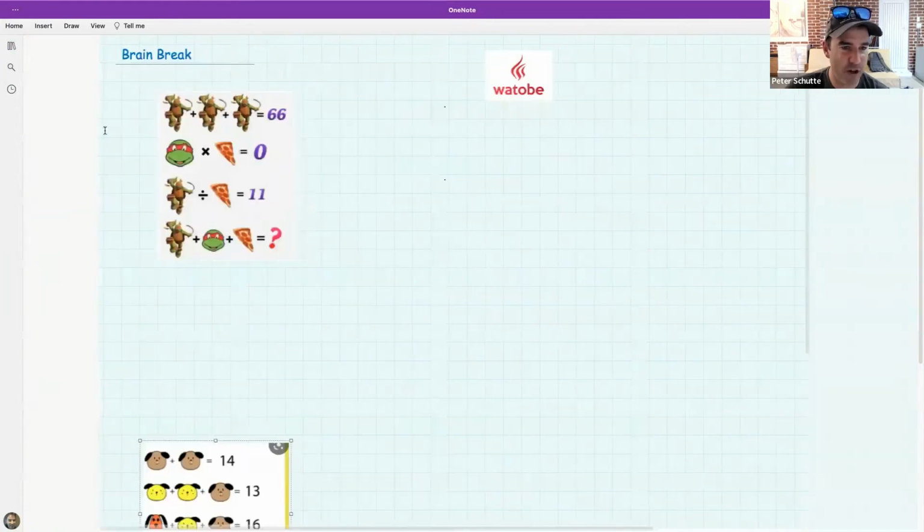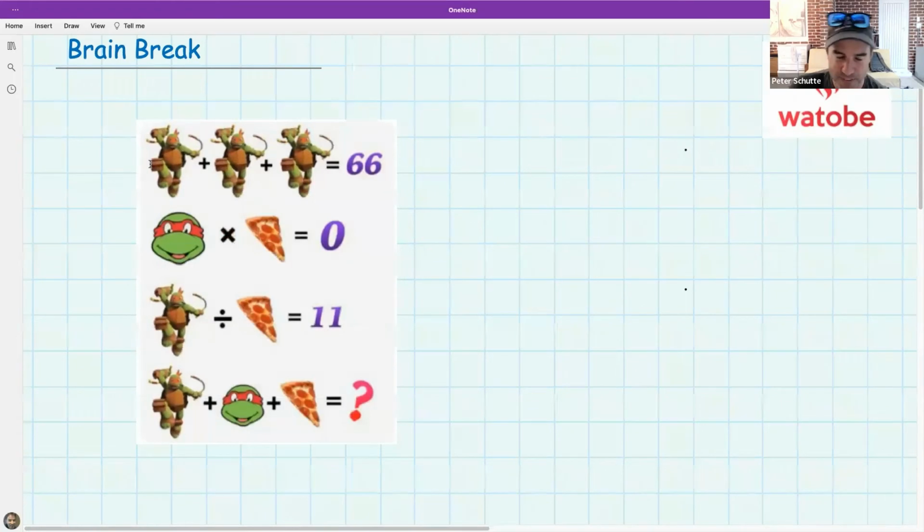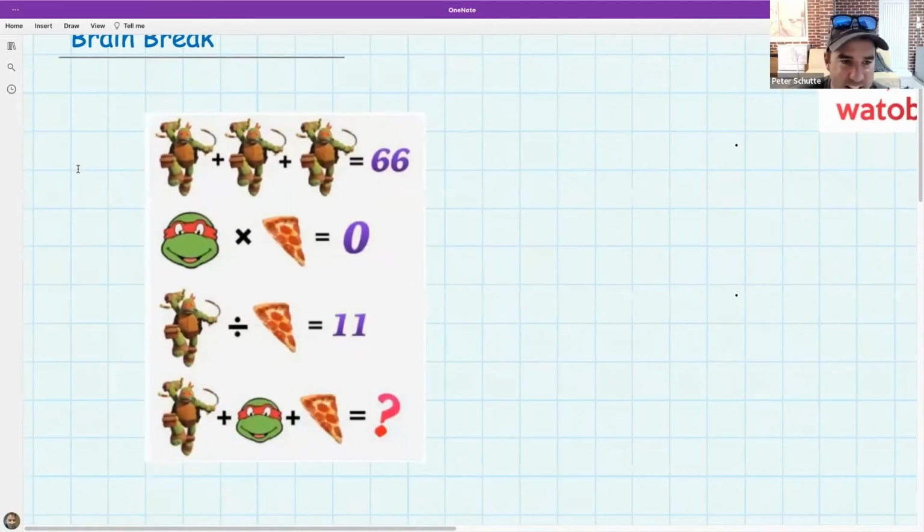Okay, so today I've got a Teenage Mutant Ninja Turtle brain break. Guys, when I was growing up, this TV show was the main deal, like Blaze and the Monster Machines maybe today, I don't know. So I have a soft spot for the Teenage Mutant Ninja Turtles. Anyway, go for it. See if you can solve this. Let's do this, guys. I'm just hungry looking at that.